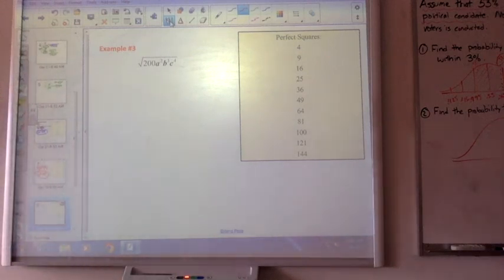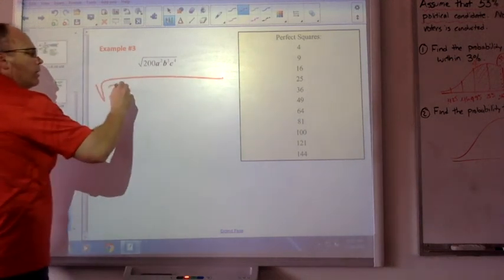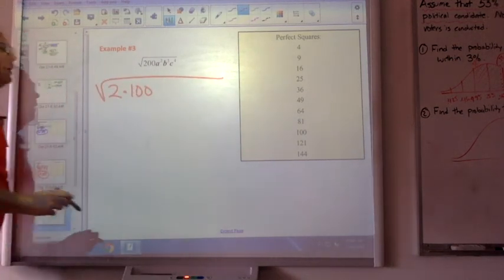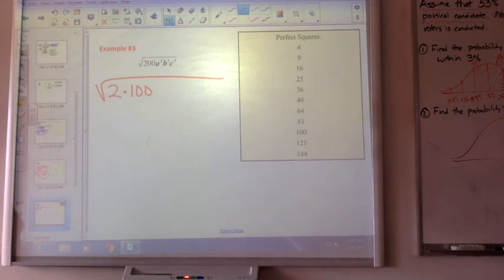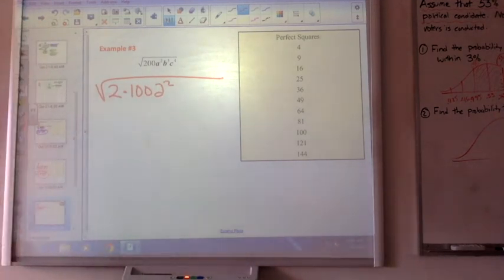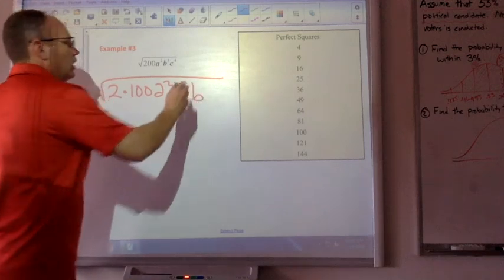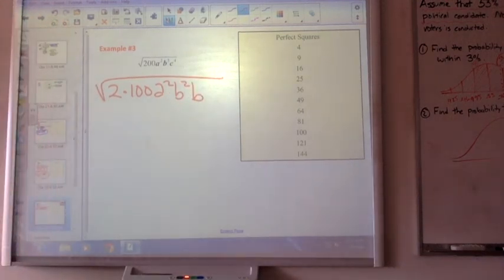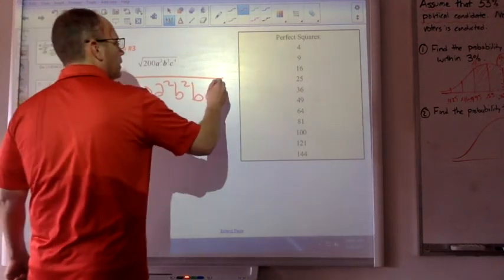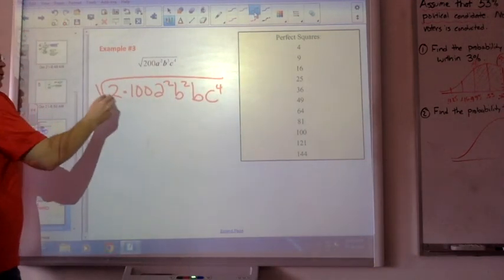Uh-oh. 200. How can I break 200 down? Largest perfect square. 100. So 2 times 100, everyone agree? Is a squared an even exponent? Yeah, leave it alone. How do I make b to the third have one of them be an even exponent? B to the second and b. C to the fourth, is that an even exponent? Sweet. All right, let's do this. I can't do that, so that 2 is going to have to stay behind.